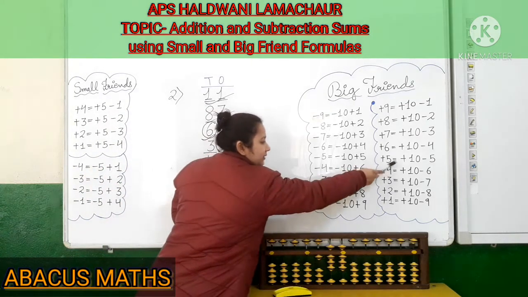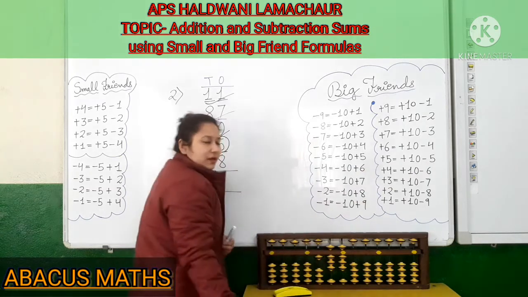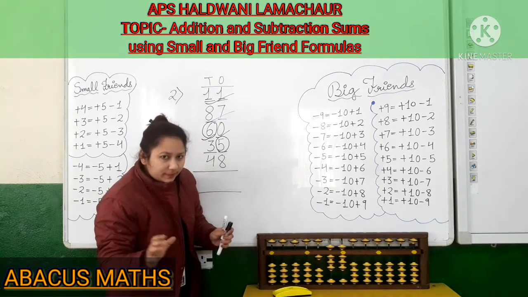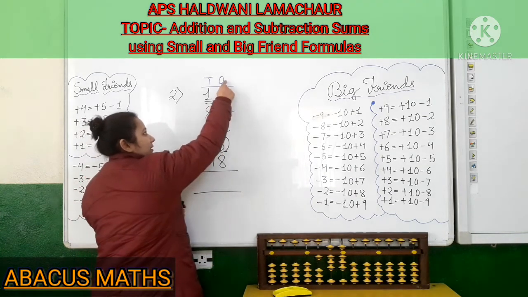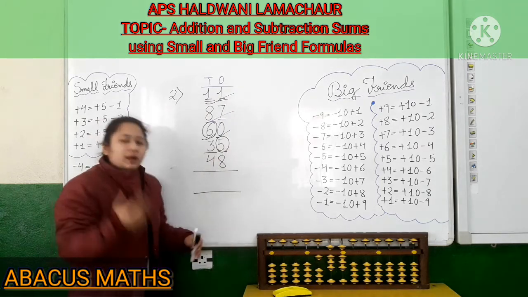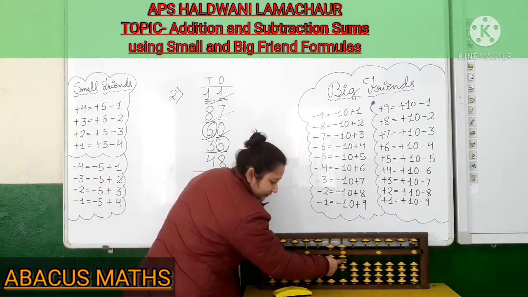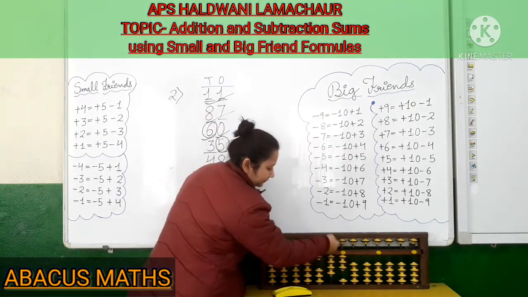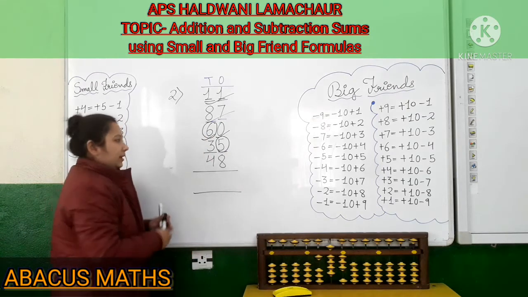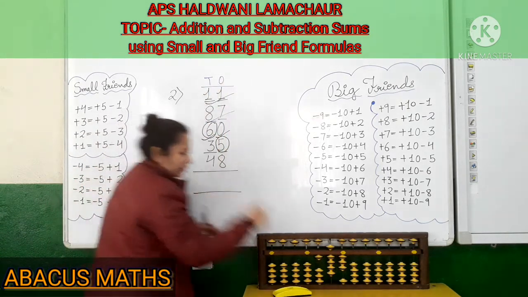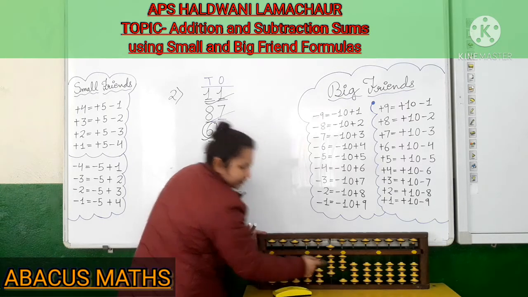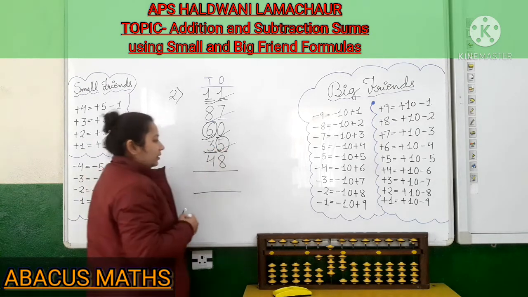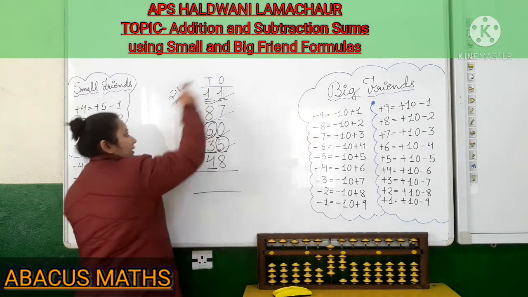Now, for adding 5, what is the formula? Plus 10 minus 5. You can see here, plus 10 minus 5. Now, see 5 you have to add in 1's rod. So, 10 you will add in 1 rod up. See 5 you have to add here. So 10 you will add here. And minus 5 from the same rod. 5 you have to add here in 1's rod, in one rod up, or you can say in the second rod. Now this is added.